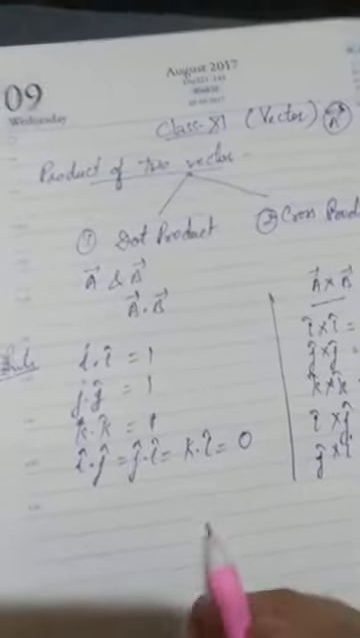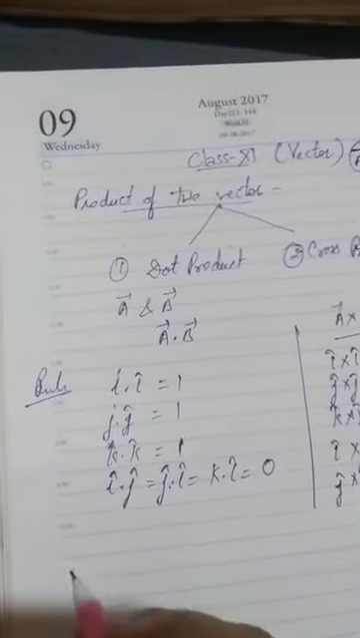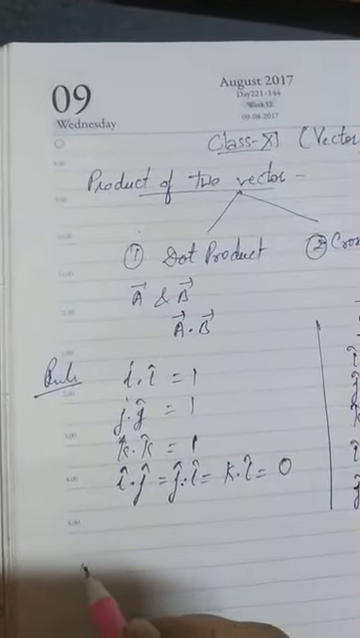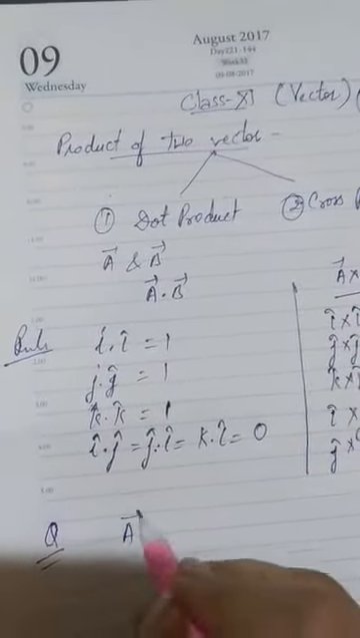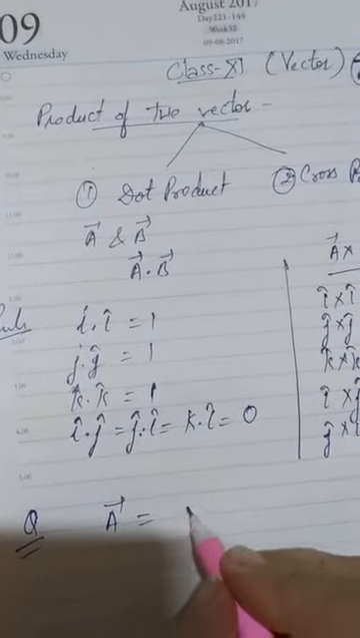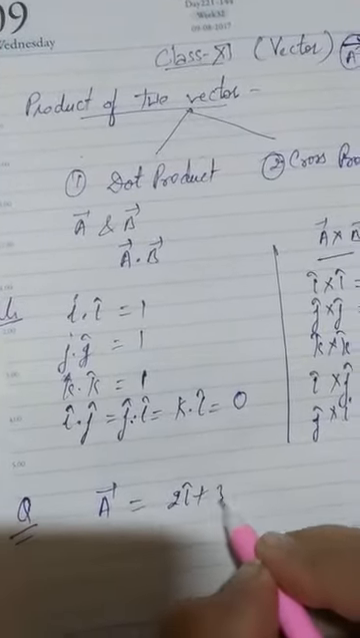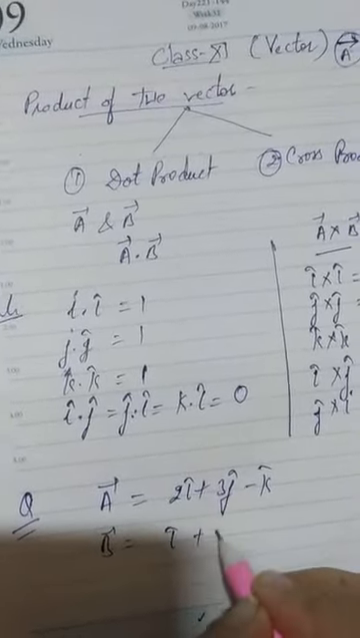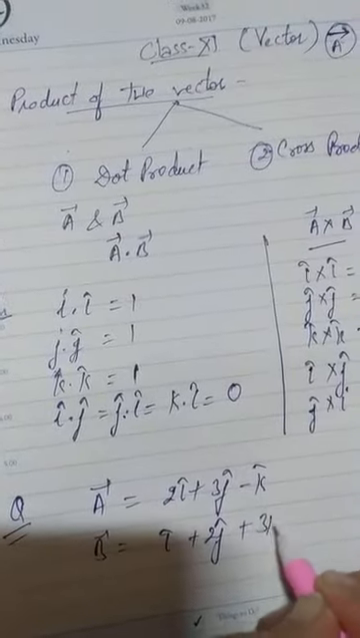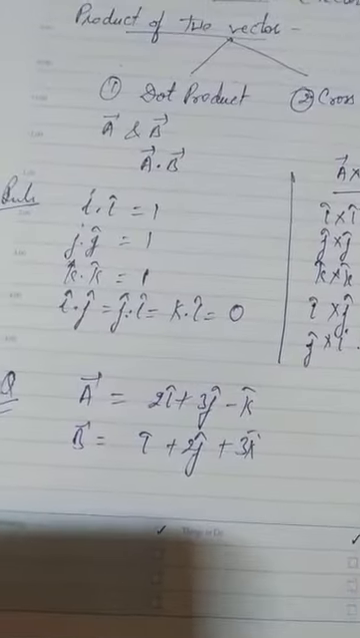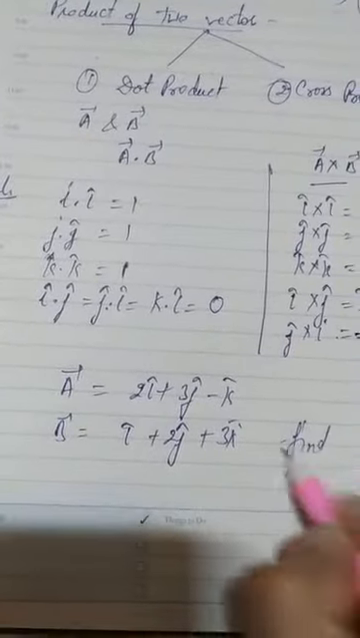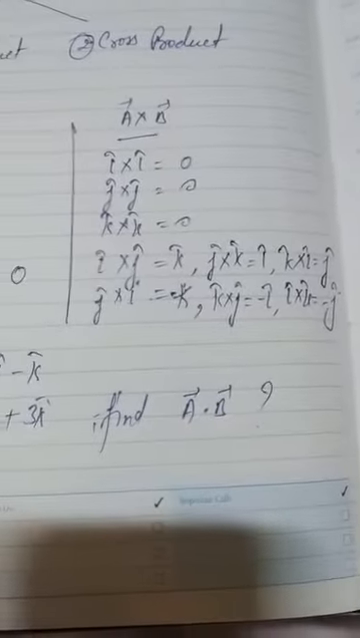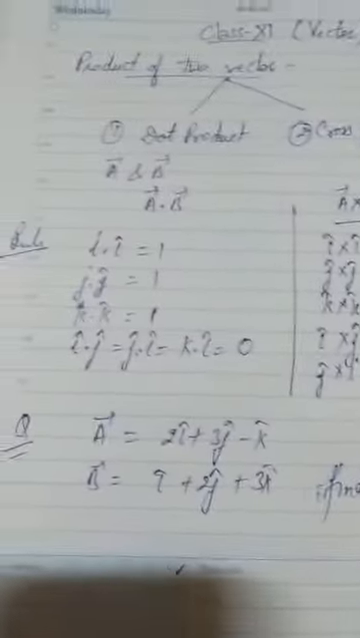Now today we will do examples related to dot and cross products. For example, first we will do the dot product. Take the vector A equal to 2i cap plus 3j cap minus k cap, and vector B equal to i cap plus 2j cap plus 3k cap. Find the dot product A dot B. How can we find it?